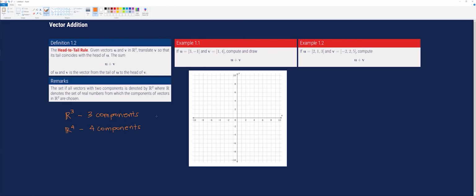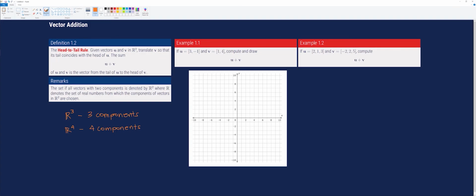Now to illustrate vector addition geometrically, let's have the first example, example 1.1. Suppose we have two vectors, vector u, which is the first displacement, and that is equal to (3, -1). And we have another vector v, which is the second displacement, and is equal to (1, 4). Let's try to compute and draw u plus v in a Cartesian coordinate system.